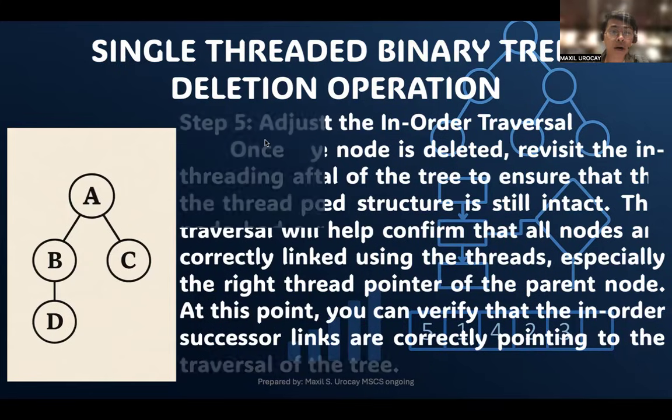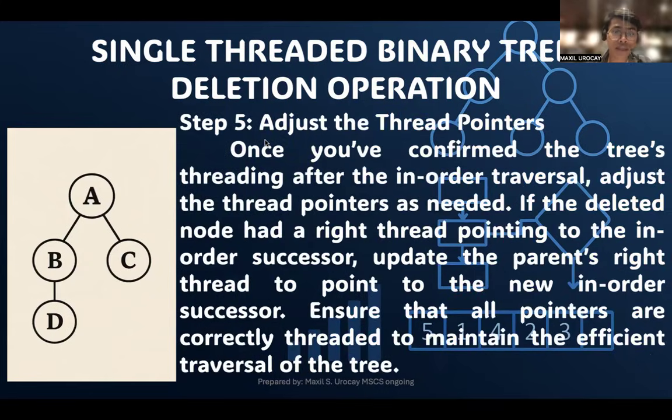Then afterwards, step five, adjust the thread pointers. Once you've confirmed the tree's threading after the in-order traversal, adjust the thread pointers as needed. If the deleted node had a right thread pointing to the in-order successor, update the parent's right thread to point to the new in-order successor, ensuring that all pointers are correctly threaded to maintain the efficient traversal of the tree.